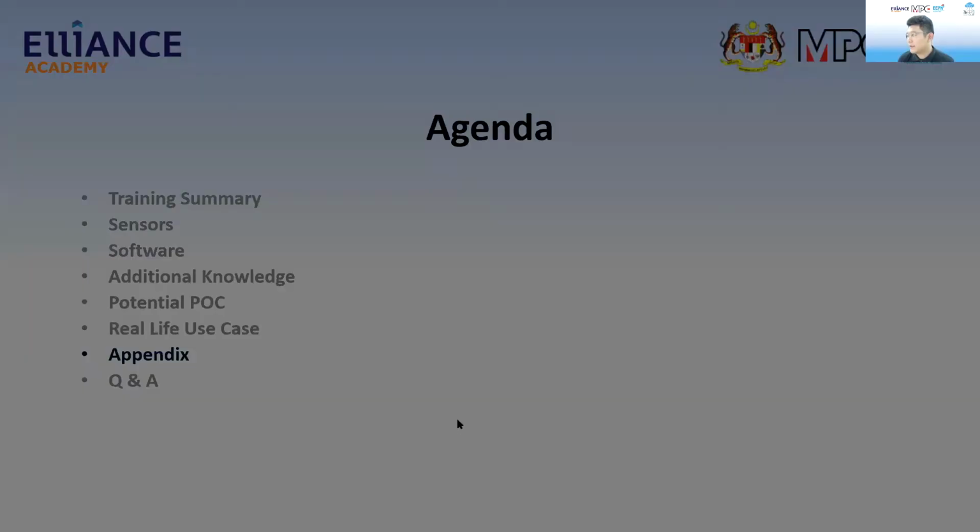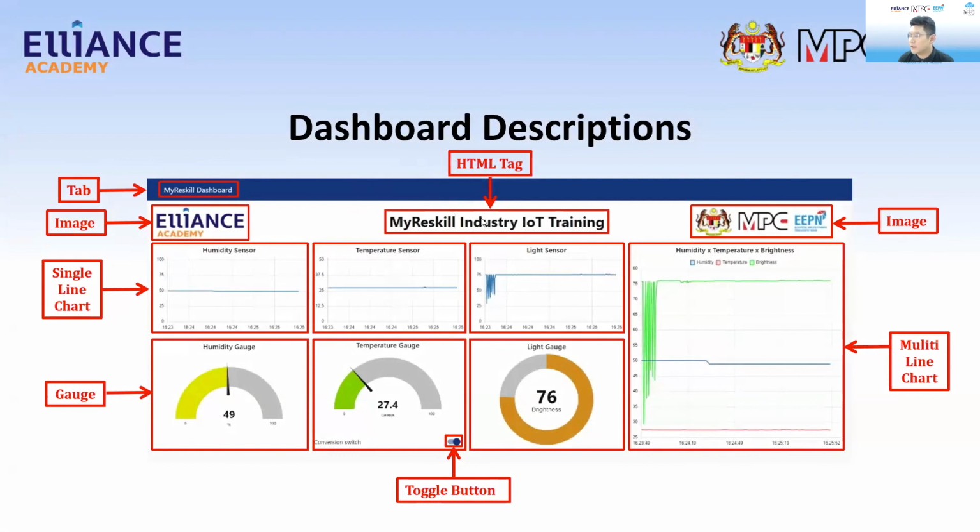Okay, so next, this is the dashboard description. This is some dashboard description we have right here. And then, we can see here what we have is the HTML tag, the image, and then the line chart, the gauge, and the multiple line chart. This is advanced a bit, but you don't need to come up with something like this. What you need to come up with is just something simple like this.